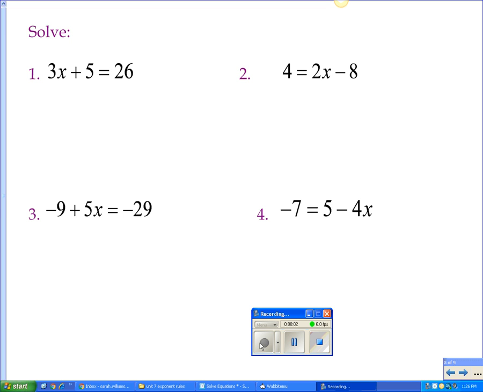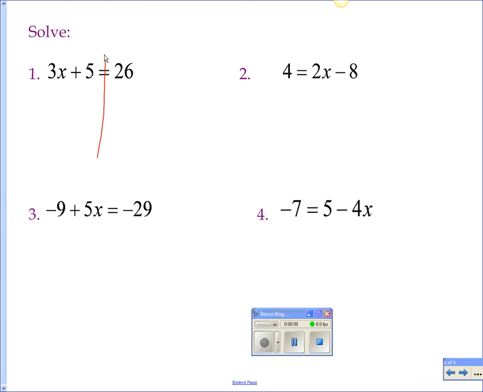Solving means to get the x by itself. I'm going to show you how I want you to do it in this class. I want you to draw a line through the equals first. Now, I also want you to put x's on this side, numbers on the other.